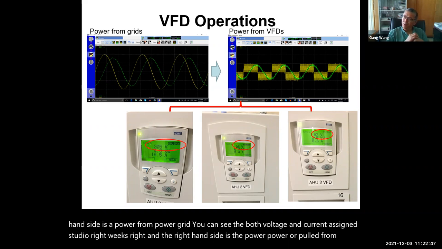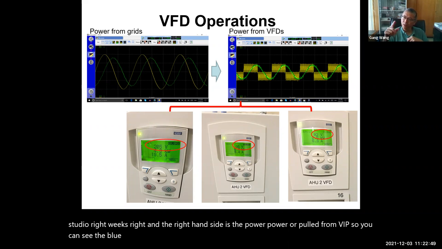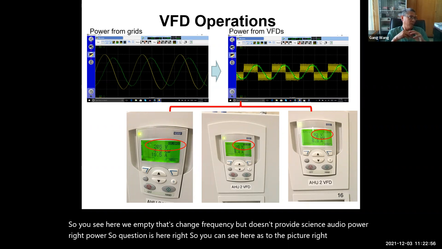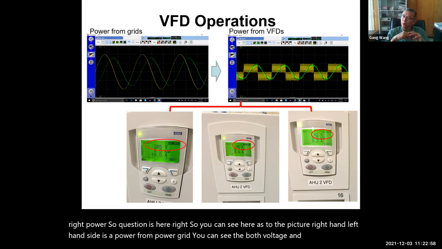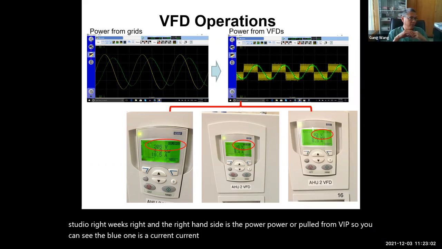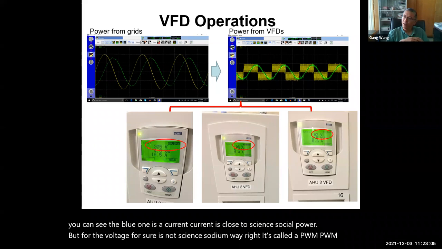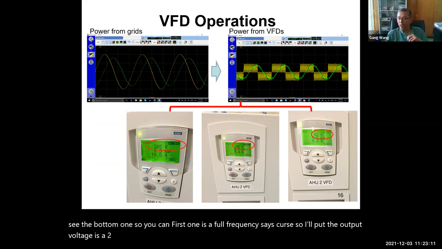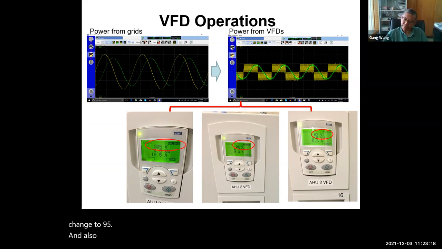So you can see the blue one is the current. The current is close to sinusoidal, but the voltage, for sure, is not a sinusoidal wave. It's called PWM. You can see the bottom one. The first one is at full frequency, 60 hertz, so output voltage is 205. And for the next one, when the frequency changes, the voltage changes to 95 and also to 82, right? The voltage changes.